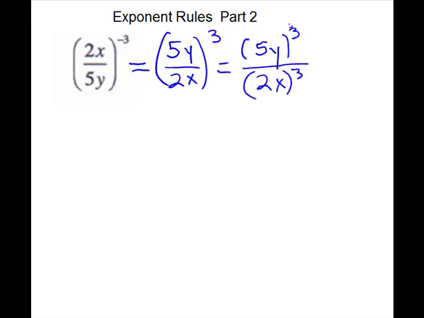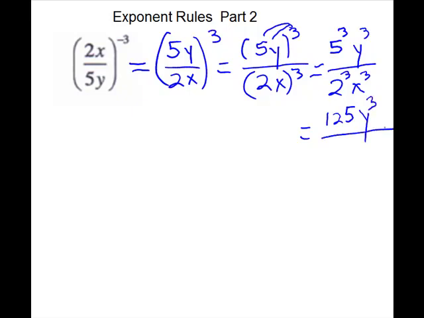Remember that 3 does apply to each piece there. So we have 5 to the third, y to the third. And we have 2 to the third, x to the third. 5 to the third is 125. And y to the third. 2 to the third is 8. And an x cubed.